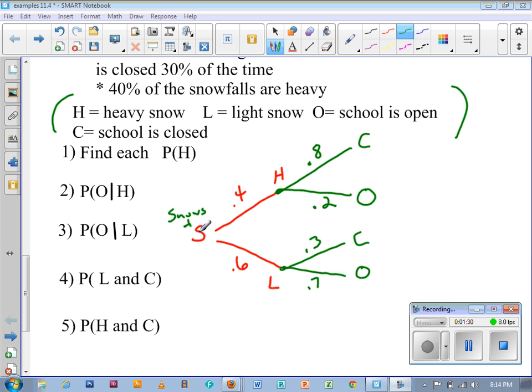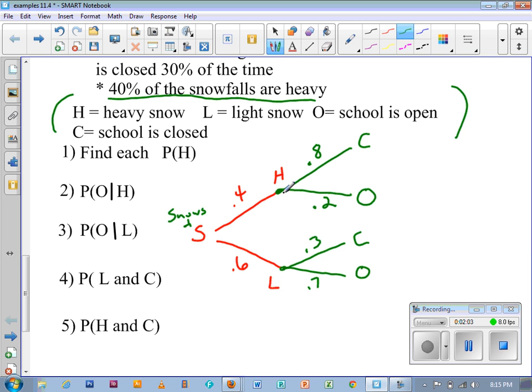And I did that. First, I assumed it was snowing. That's our starting point. Then, as you can see, it says 40% of the snowfalls are heavy. So I made a branch that went off to H, which stands for heavy snow, 40%, which is 0.4. If 40% of the time it's heavy snow, then 60% of the time it's going to be light snow. Remember that these first two branches have to equal 100%. So we've got our first two branches, whether it's heavy or light snow, assuming it is snowing.